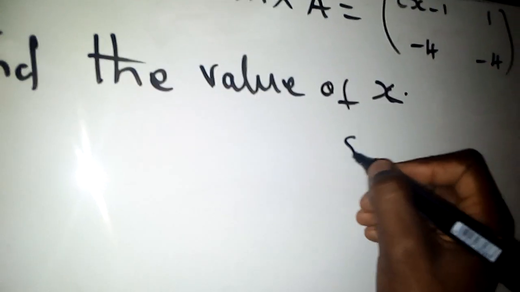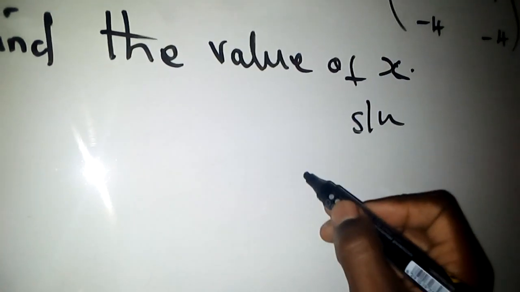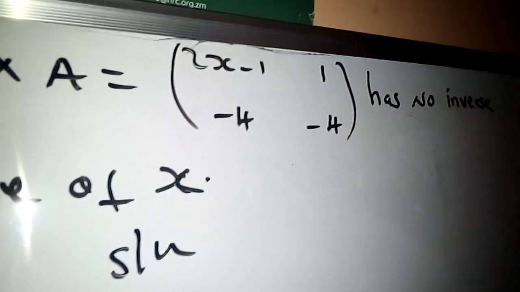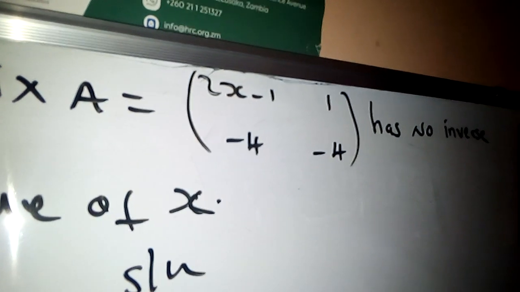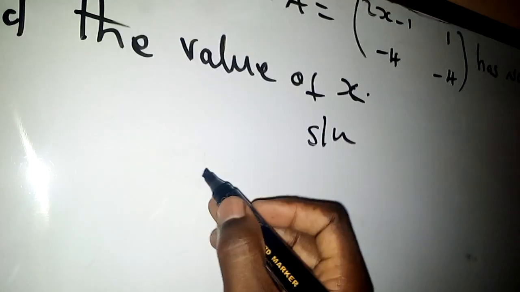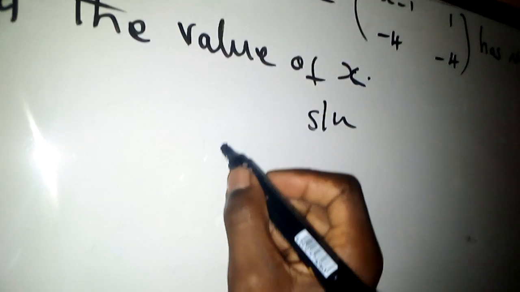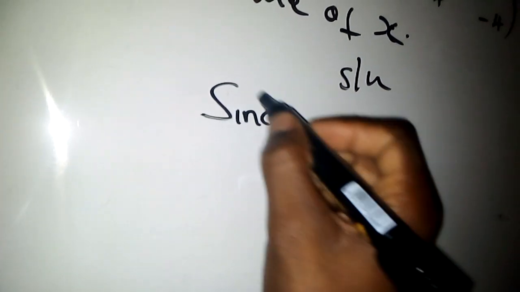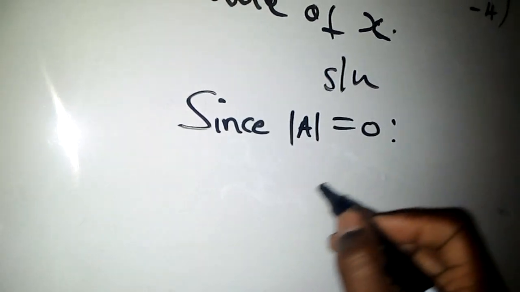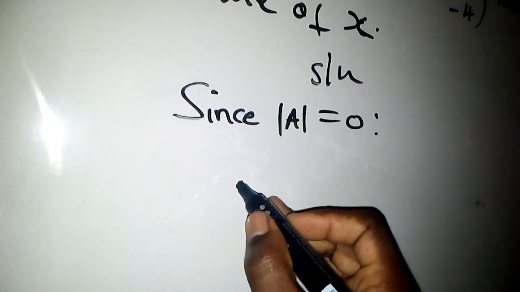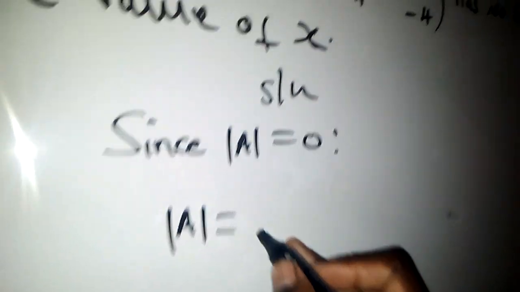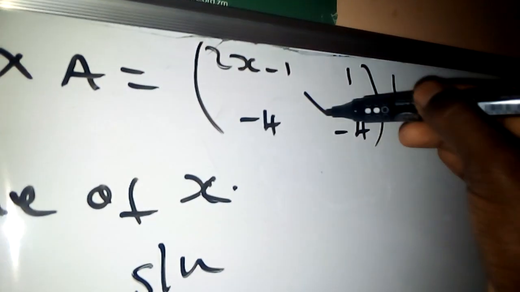Solutions. Like I mentioned, since matrix A does not have an inverse, it simply means that its determinant equals 0. So we can say, since the determinant of matrix A equals 0, we have the determinant of matrix A, by definition, should be the product of the elements in the major diagonal.